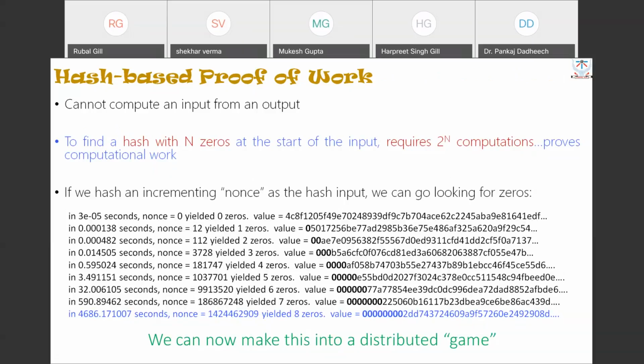So we know that calculating the inverse of a hash does not have any algorithm. It is an NP-hard problem. So you have to try out every time. Once you start trying, for n zeros, you have to take 2 to the power n computations. And when you start doing 10 to the power n computations, somebody who has the maximum amount of computation will win. And this is proof of work. Why? Because you are trying to compute an input from an output.